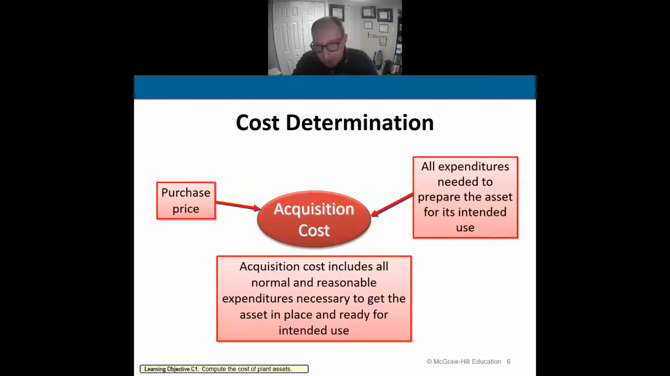But first, let's talk about the acquisition cost. It's the purchase price plus everything else it takes to get it ready for use. So it's the purchase price plus the cost of transporting it to you, plus any kind of modifications you need to do to it, plus whatever, right? To get it ready for use. So it's purchase price plus all these things in order to get it ready for use.